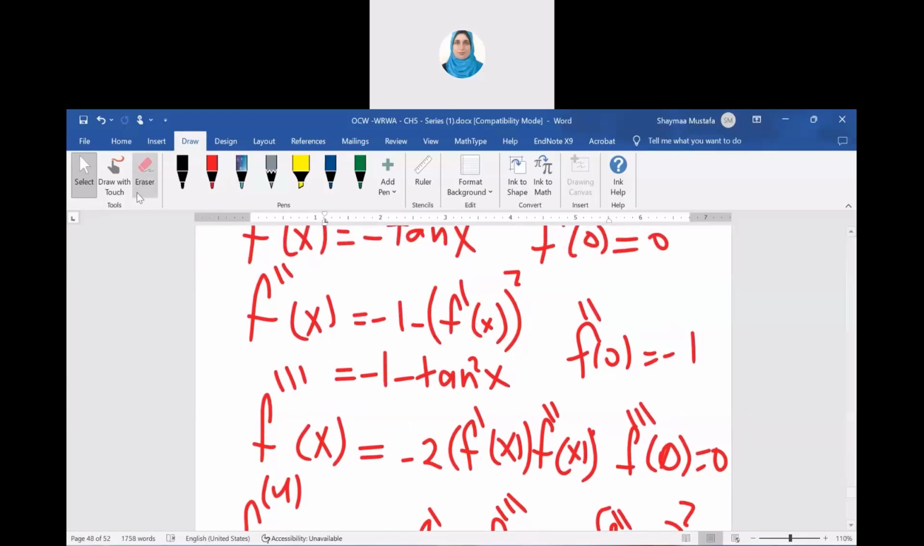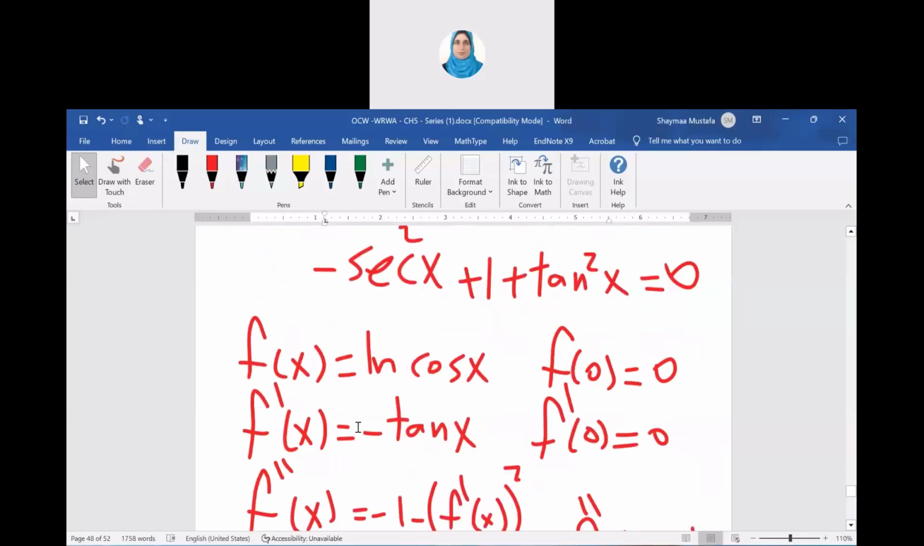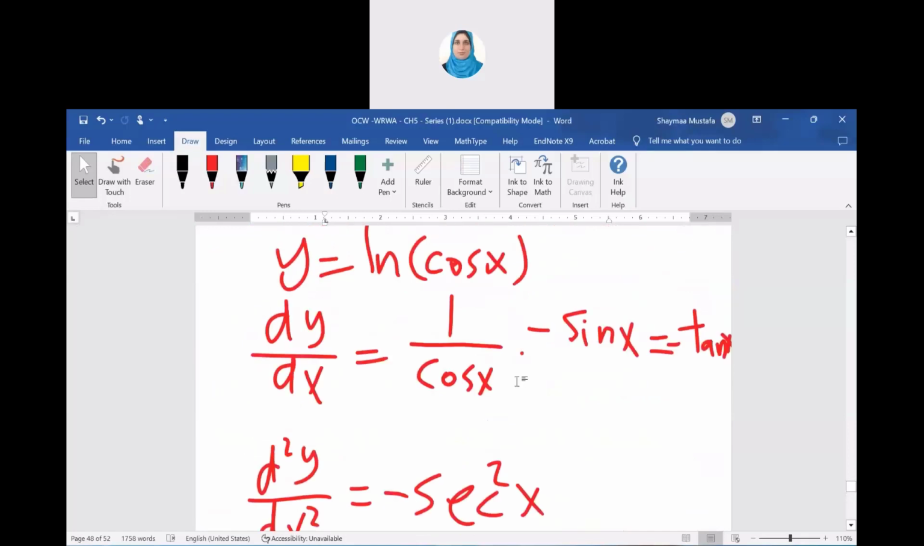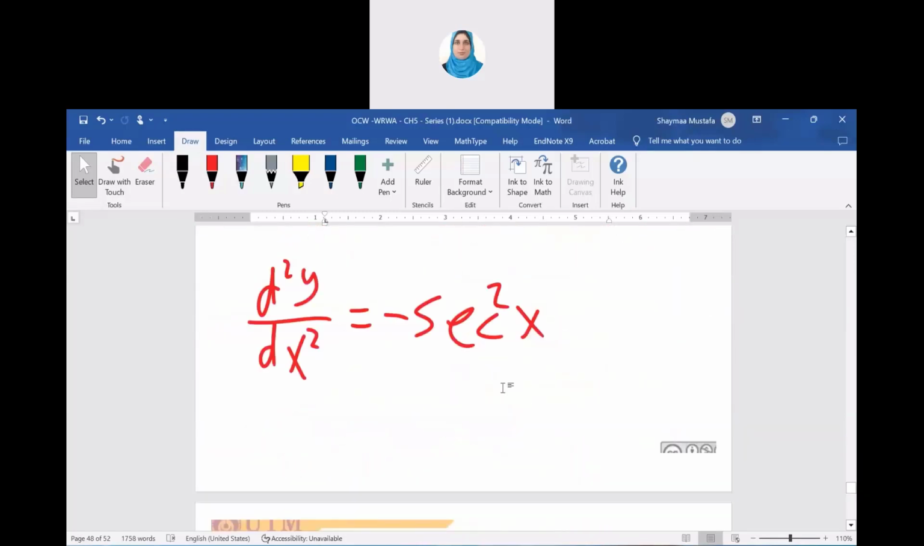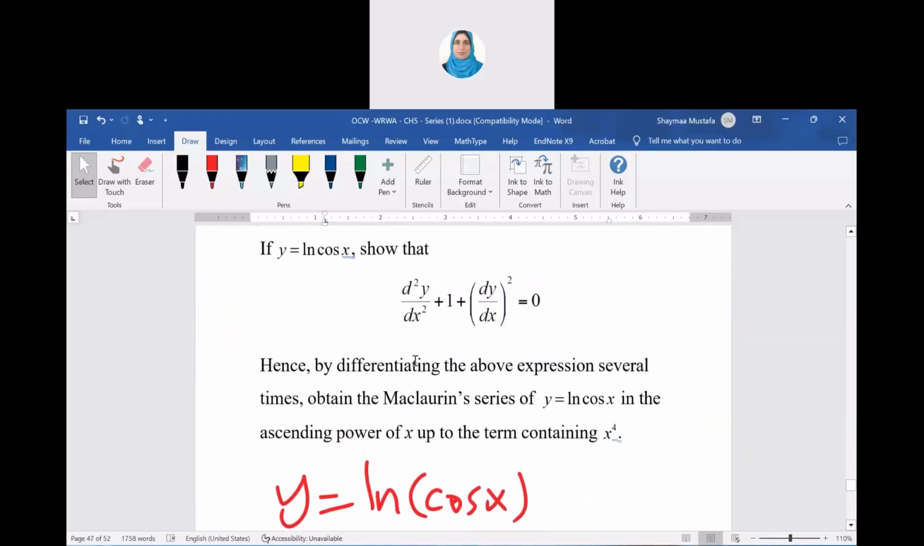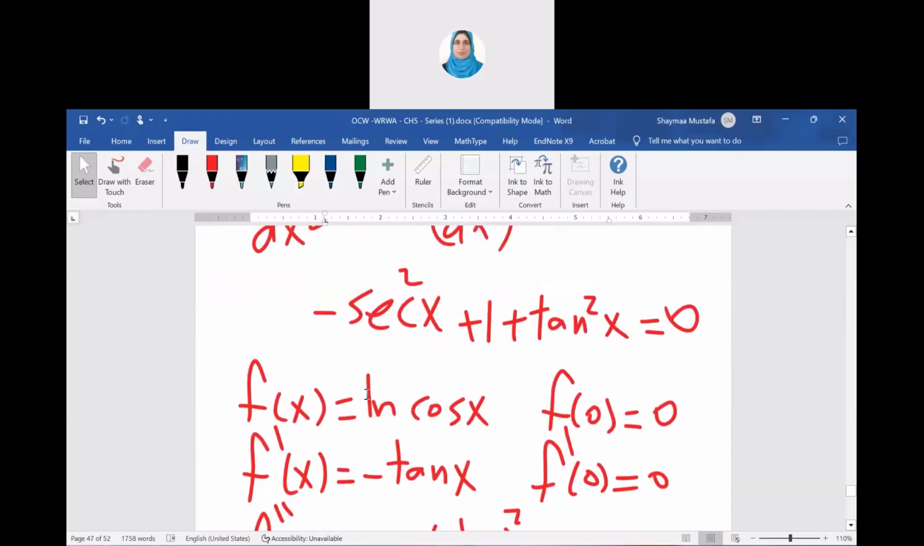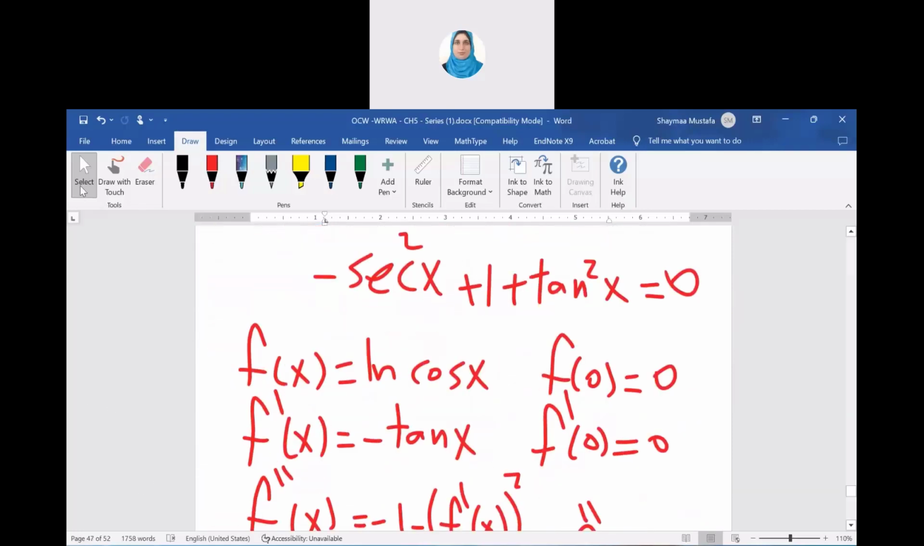So you need to differentiate this one. Actually, I no need to evaluate this one because the second derivative can be calculated directly from here. So I need to differentiate this expression several times to follow the instruction of the question. If this last instruction were not here, no need to do this. You just go for the normal steps to find the Maclaurin series.